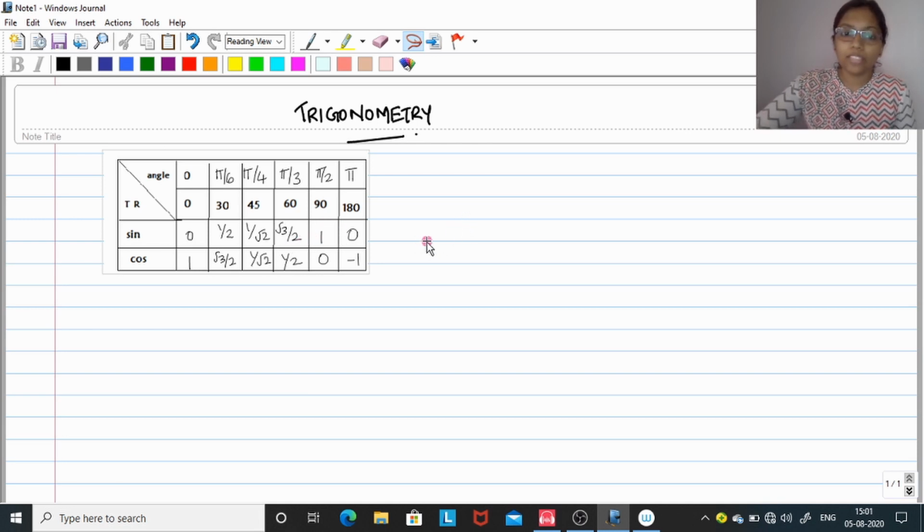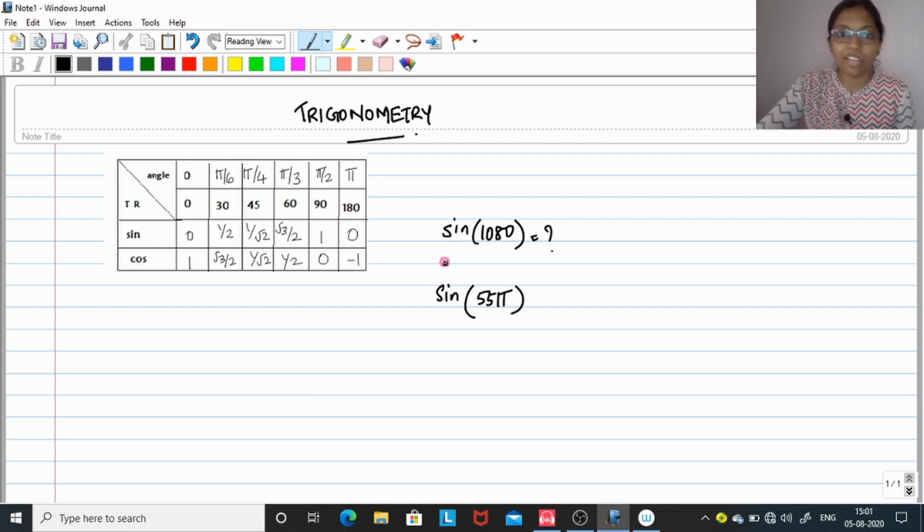So I am asking you, what is sine 1080? What is this value? Or I am asking you, what is sine 55 pi? For higher angles, we don't know how to immediately calculate the value for sine. Of course, a calculator will help you, but still you have to know something on your own, right? So that is why here we are going to take sine and cos for higher angles, okay?